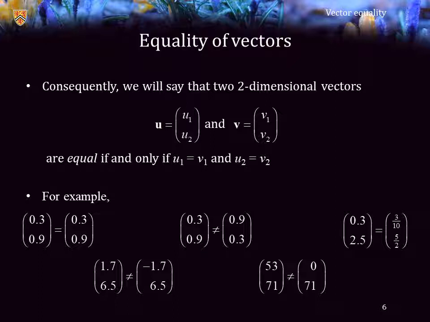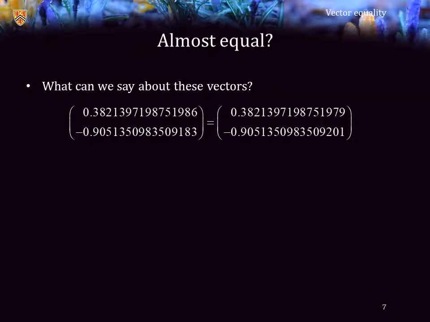And similarly, just because one of the entries of a vector are equal, it doesn't mean the two vectors are equal. Both entries of the vector must be equal. Okay, now let's take a look at these two vectors. Are these vectors equal? Well, not really. They're not.